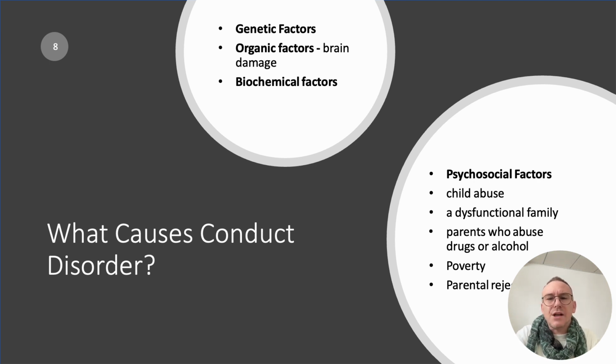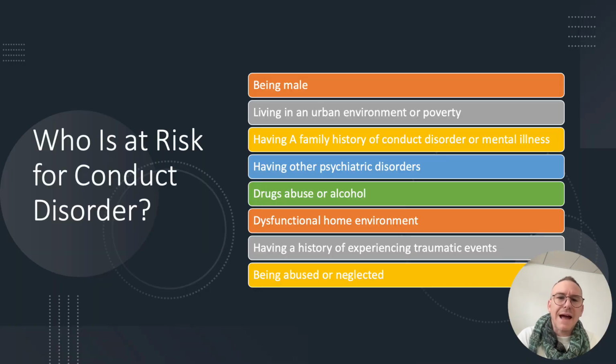So what does the research say about who is at risk? The at-risk groups are male. Being male is predominantly more risky for conduct disorder than being female. Living in an urban environment, in significant poverty, for example, having a family history of conduct disorder or mental illness, having a psychiatric disorder, using or abusing drugs and alcohol, a dysfunctional home environment, having a history of experiencing traumatic events, or being abused or neglected, especially in childhood.